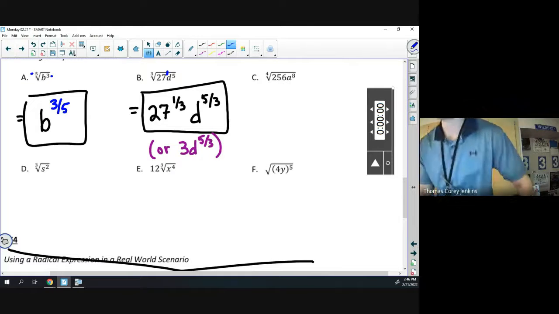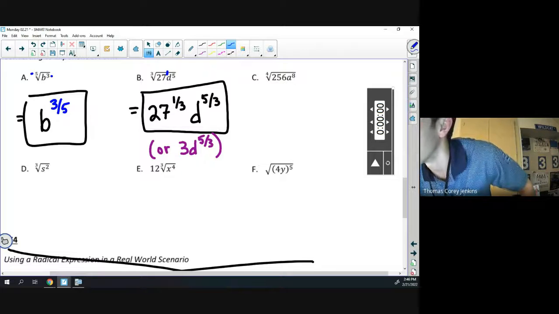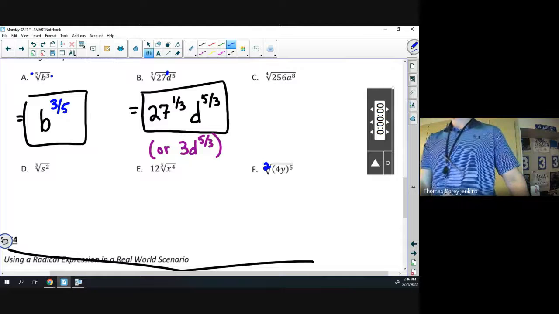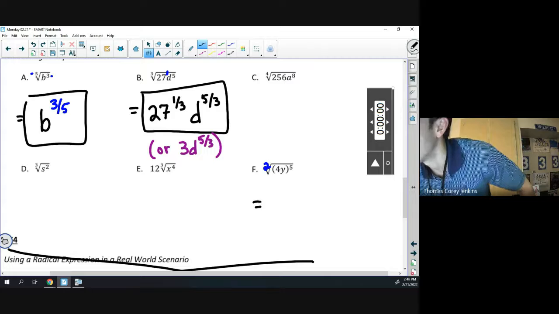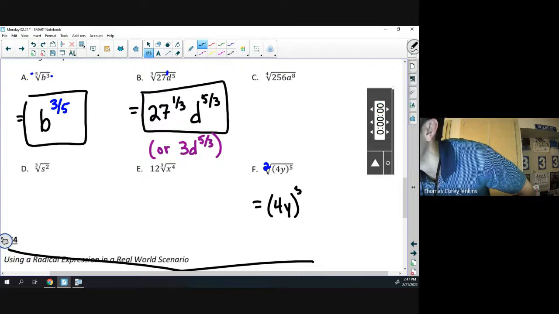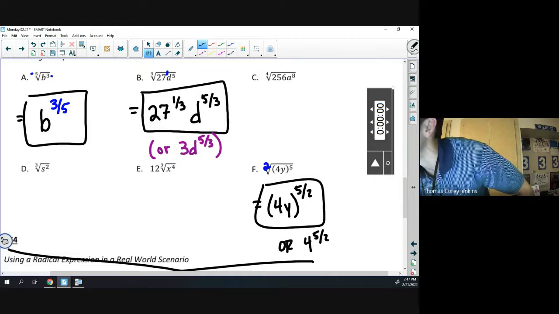Okay, that could trip you up here because with the square root, or the second root, you won't always see a 2 there, right? So that's understood to be there. Now that we have all that, we can write this as 4y grouped in parentheses to the power of 5/2. Or if you wanted to write it a different way, that'd be 4 to the power of 5/2, which could be simplified, times y to the power of 5/2.